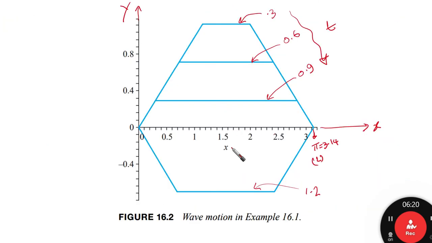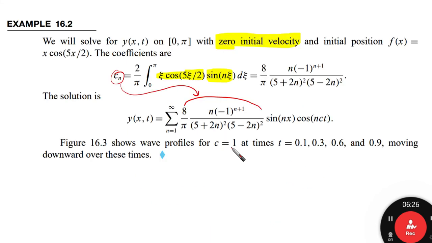Okay, so this is this example. Let's go to another example and see how we can apply the same concept on another function. We will solve for y equal y of x and t on the interval from 0 to pi, which is L here, with zero initial velocity.